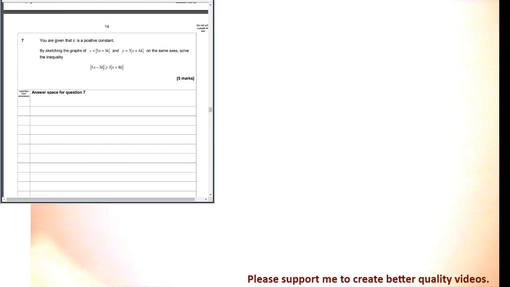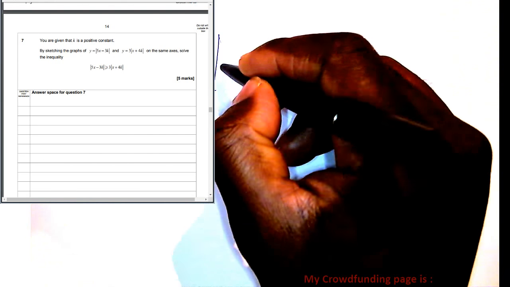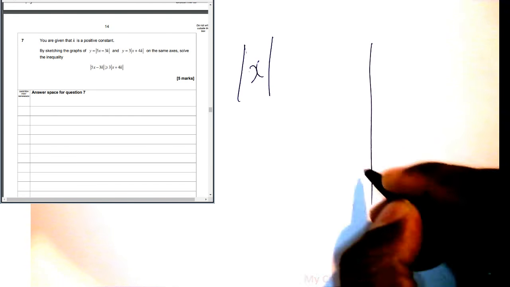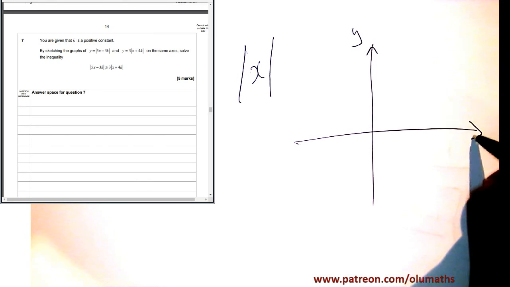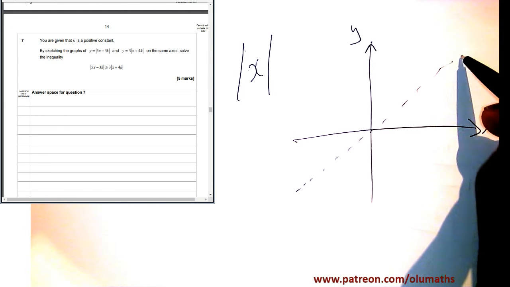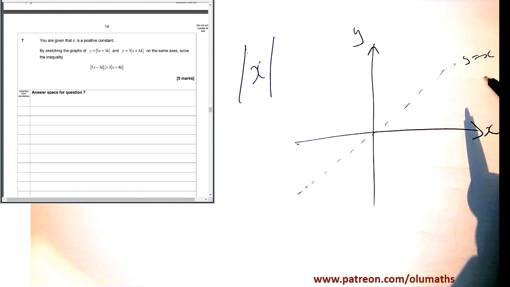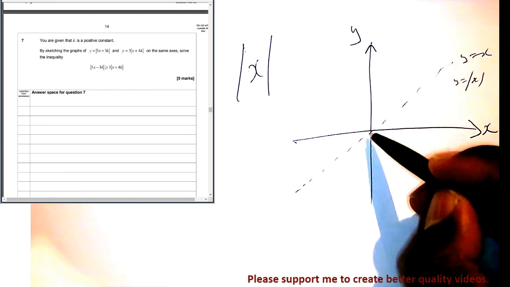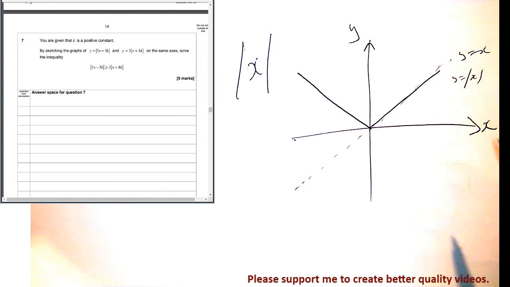You see, graphs like this are very straightforward, but most people overcomplicate it. Why do you think they've given you 5 marks for it? Because it's not difficult. What do you think will be the graph for x modulus? Well, if that's my graph sheet, and that's y, and this is x, ordinarily the graph of y equals x would be like this. But the graph of y equals modulus of x means wherever it should have been negative, let it reflect and become positive. So that, and then that.